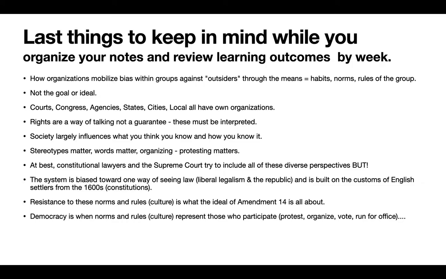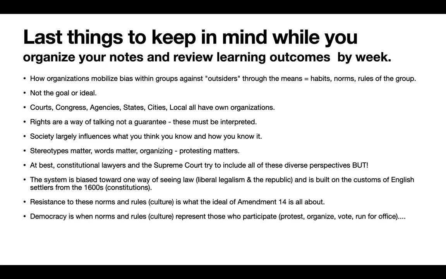So how organizations mobilize bias within groups against outsiders is through the means, through the habits, the norms, the rules of the group. So Congress people organize against lobbyists. Lobbyists organize against other lobbyists. Democrats organize against Republicans. Landlords organize against tenants. Tenants organize against landlords. So these groups all kind of work against each other and develop their own rules, and they identify their processes as being better than the other side. That's what mobilized bias is.